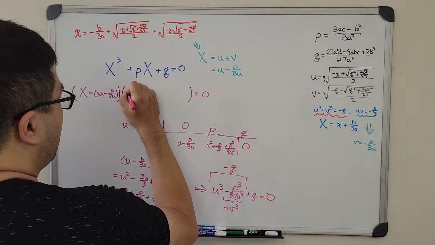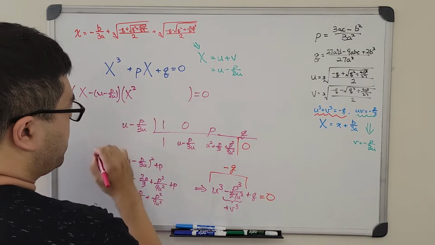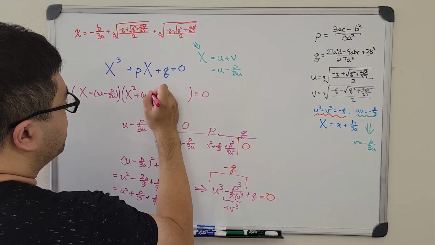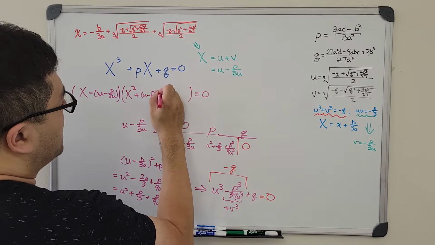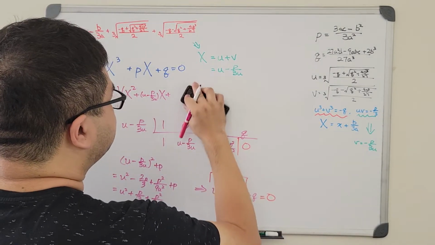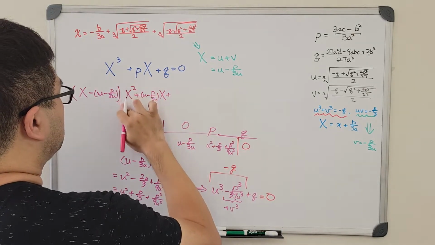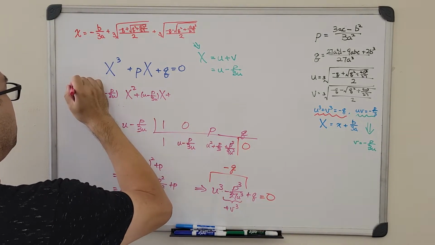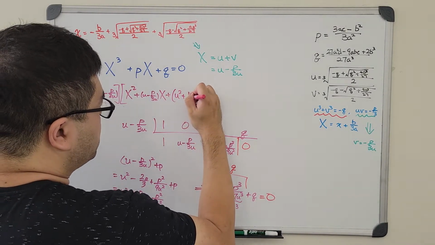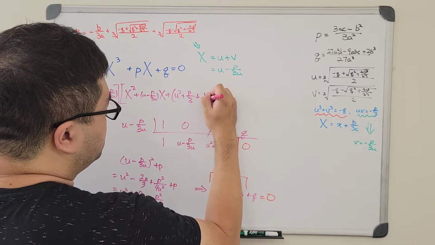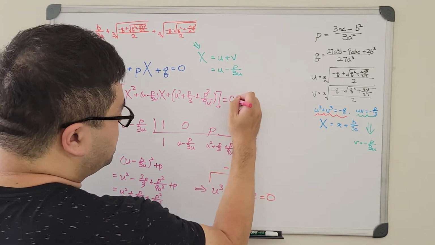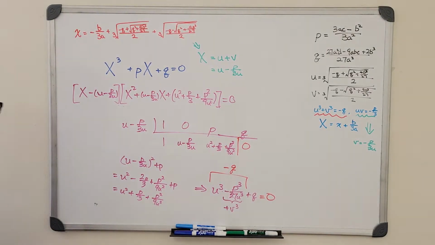Now we get X squared plus this expression u minus p over 3u times capital X plus this expression here. So let me fix it. Plus u squared plus p over 3 plus p squared over 9u squared equals 0. Awesome.